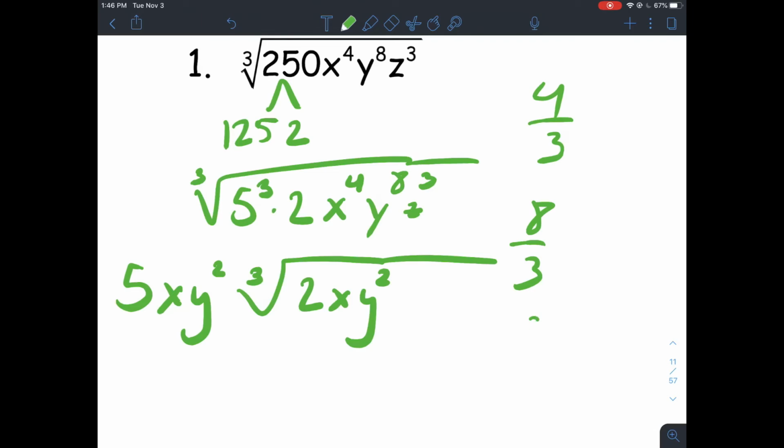And then for z, I'm going to do 3 divided by 3. I get 1, so I can take 1 out. And this would be my answer there.